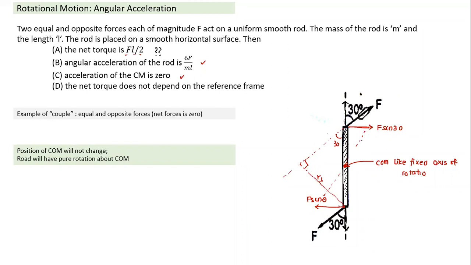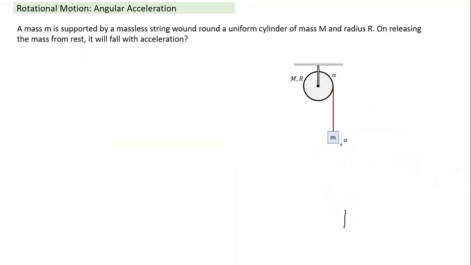So this is an example where, without having a fixed axis of rotation, this particular point acts as a fixed axis of rotation. Let's take other examples. This kind of question has come in the past, and they are important ones. Let's understand these questions as well.